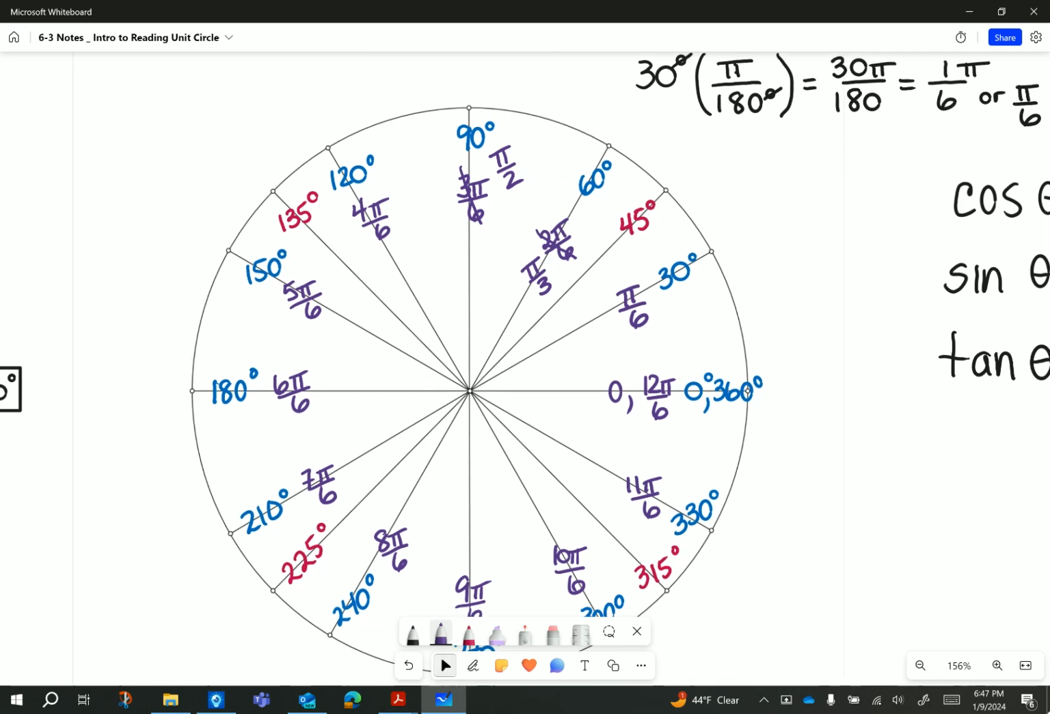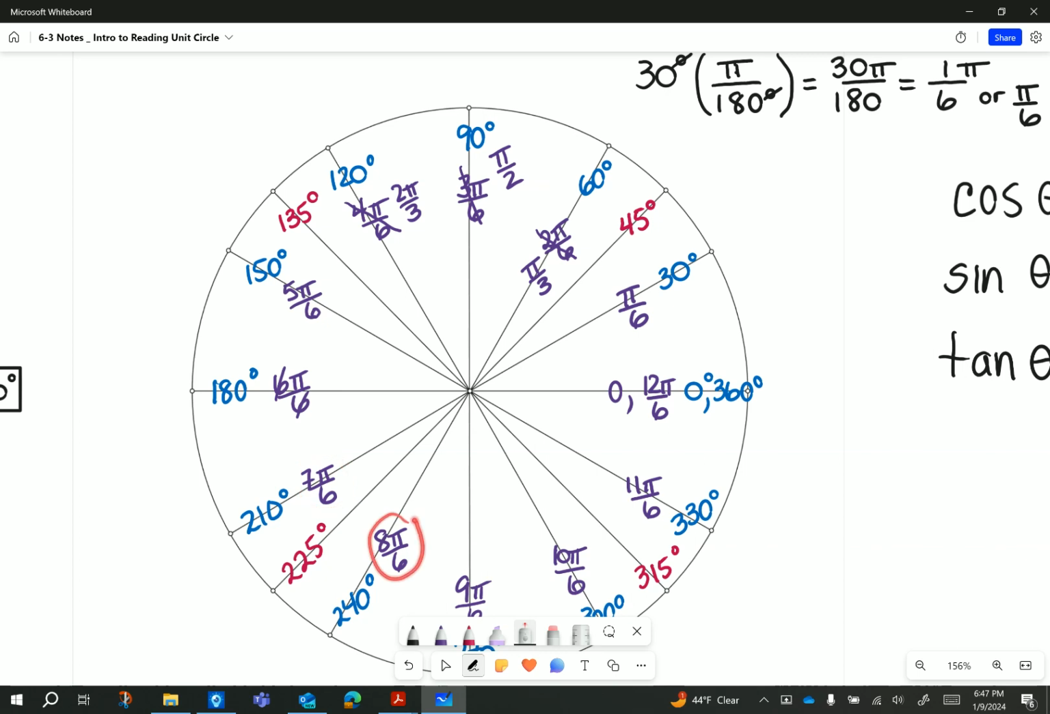4 pi over 6, and you keep doing that, okay? So I'm going to cross this out, divide by 2, so 2 pi over 3. How about 5 pi over 6? 5 pi over 6 cannot be reduced, so we will keep 5 pi over 6 as it is. How about 6 pi over 6? Okay, well, 6 pi over 6, the 6's cancel. So it turns into a pi, and that makes sense because didn't I tell you that 180 degrees is pi? So that matches out quite nicely. 7 pi over 6 can't be reduced.